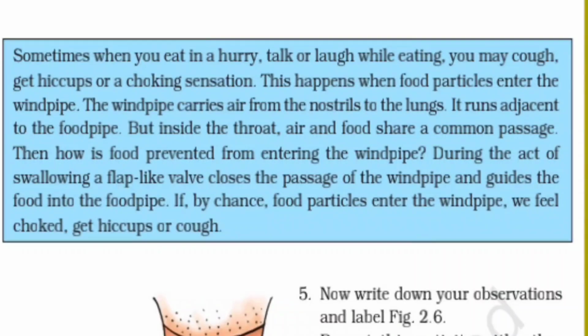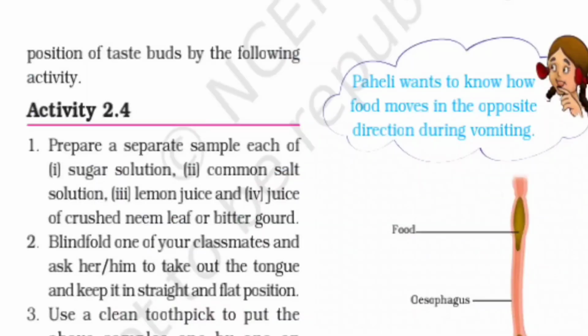Then how is food prevented from entering the windpipe? During the act of swallowing, a flap-like valve closes the passage of the windpipe and guides the food into the food pipe. If by chance food particles enter the windpipe, we feel choked, get hiccups or cough. Find the position of taste buds by the following activity.